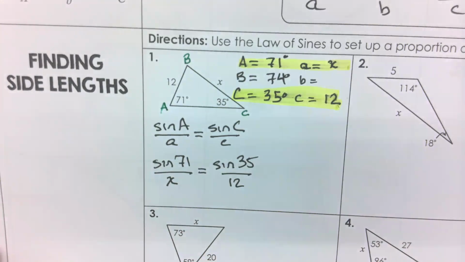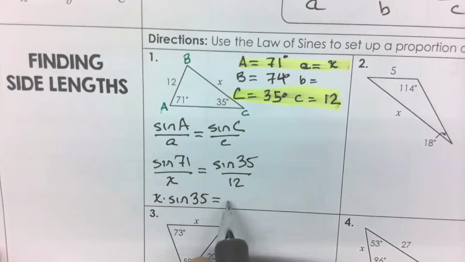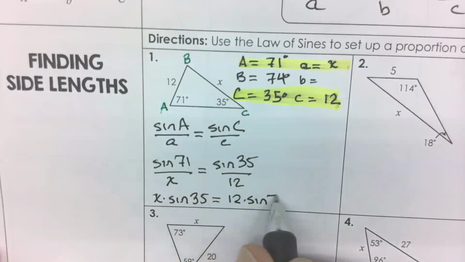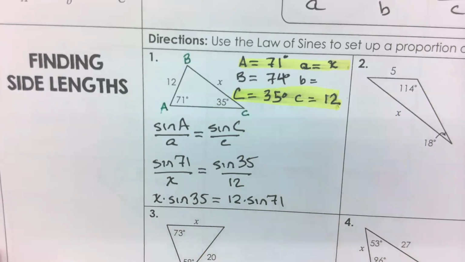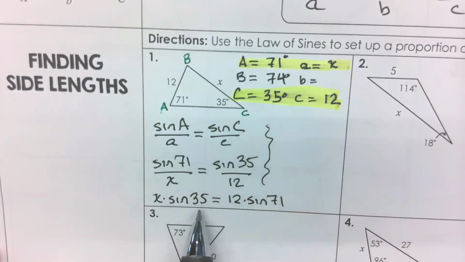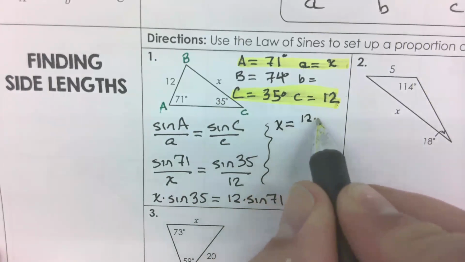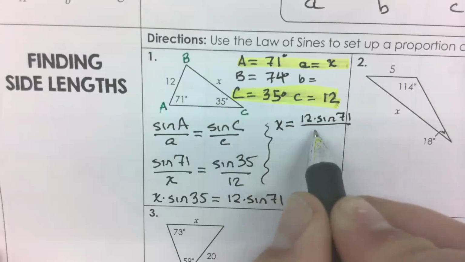This is a proportion. And what's our best technique for solving a proportion? Cross multiply. Good, cross multiply. And what I'll get is X times the sine of 35 equals 12 times the sine of 71. Well, that sort of helped, but I don't have X all by itself. It's being multiplied by the sine of 35. So how do I isolate X so that I can solve for it? Divide both sides by the sine of 35. So what I'd be left with is X is equal to 12 times sine of 71 over the sine of 35.